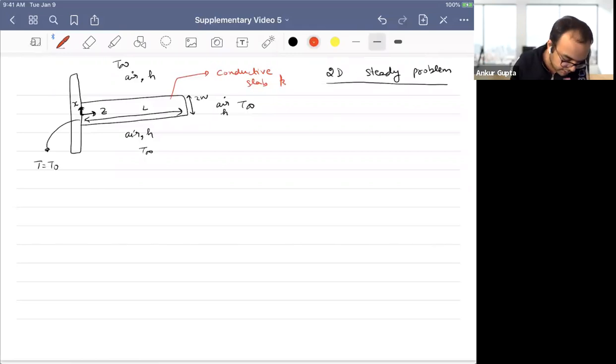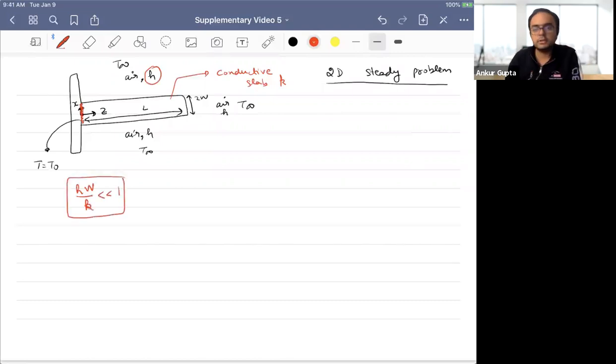We were also told that the boundary that I'm shading here, which is at Z equal to 0, the temperature is kept constant at T0, and all the remaining sides are exposed to air, which has an ambient temperature of T infinity and a heat transfer coefficient of H. Okay, so this was the problem. We were told this is a 2D problem, and we were asked to solve it. The condition that we were given was that HW by K is much smaller than 1, right?